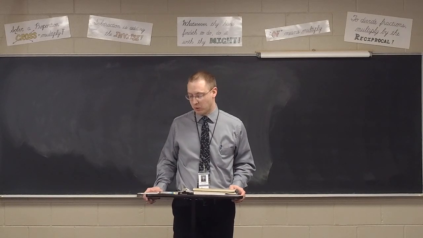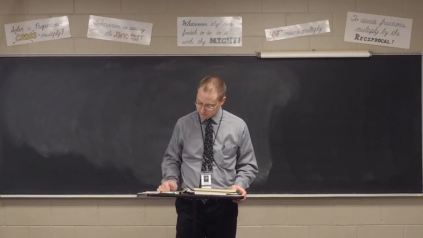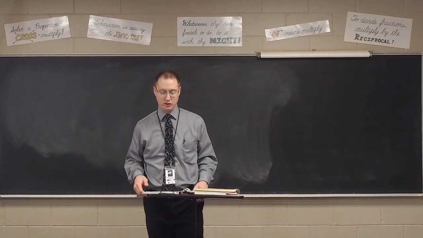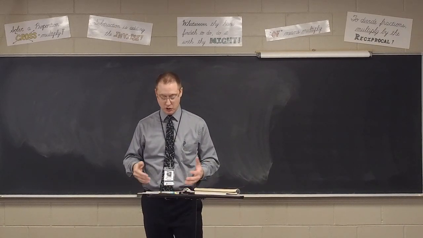But anyway, this die has A through F on it. What's the probability of rolling a vowel? Joshua? 1 to 3. Right, 1 to 3, because there are 2 vowels, A and E, out of 6 total possibilities.